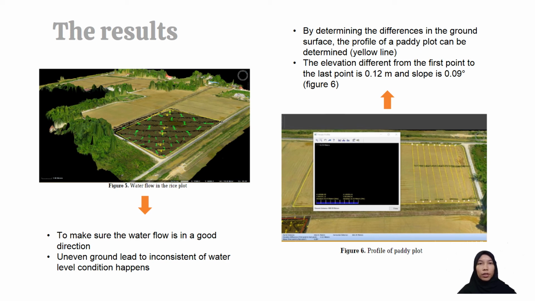The next figure is figure 6. It shows the profile of the paddy plot. The paddy plot profile can be determined by looking at the yellow line, which is used to determine the differences in the ground surface. From the research, they got the data that the elevation difference from the first point to the last point is 0.12 meter and the slope is 0.09 degree.